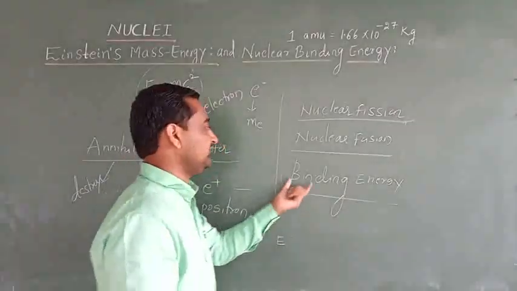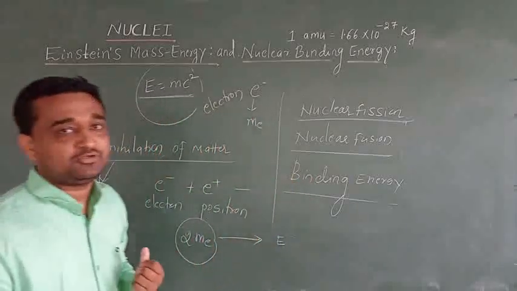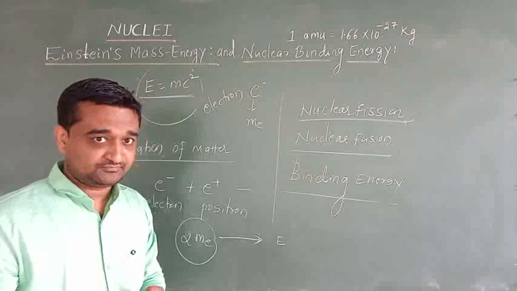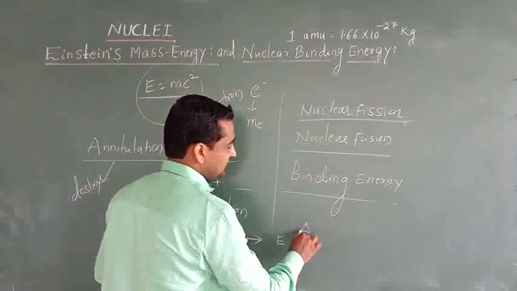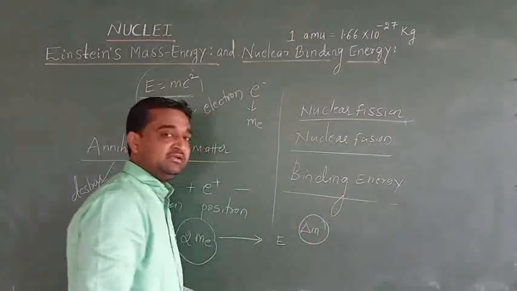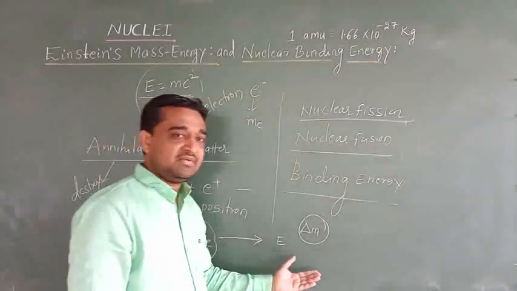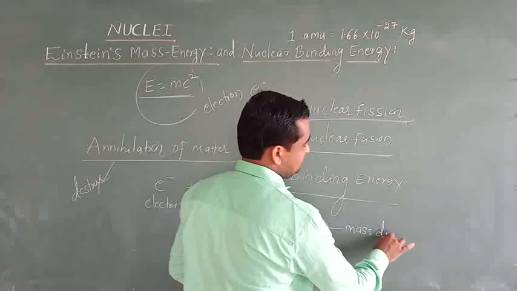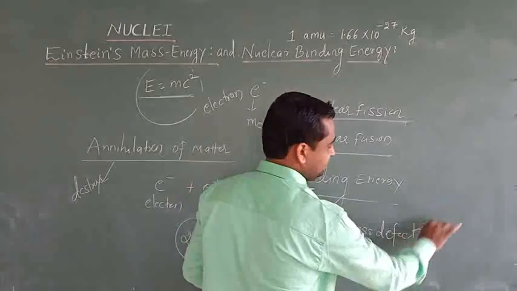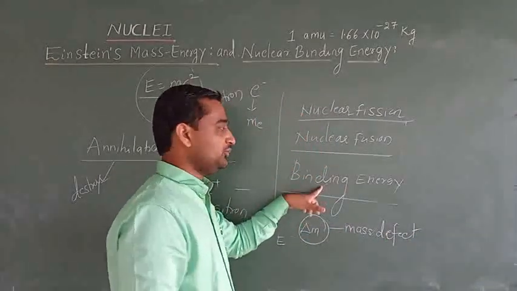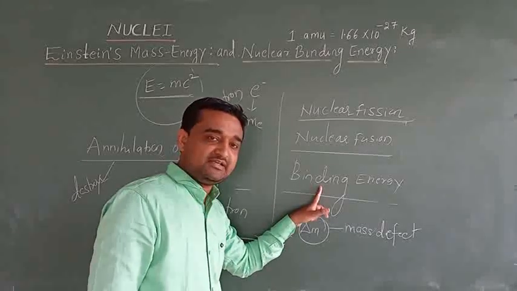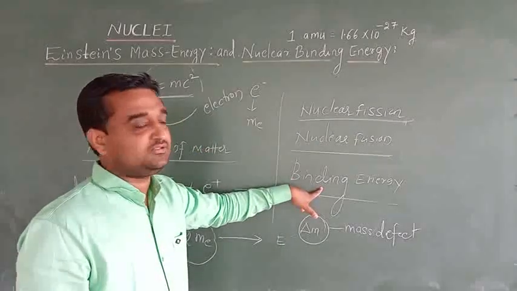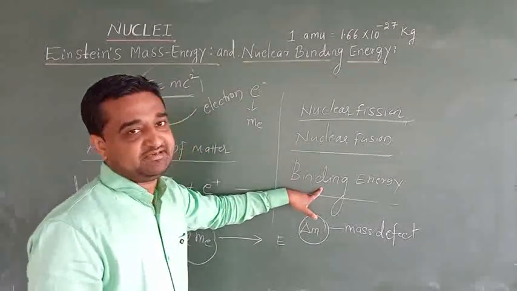So here, during the formation of a nucleus from its nucleons, some mass is lost. That we are going to explain here, the mass defect. So we have to discuss what the mass defect is. We are going to define it. Then we are going to discuss what binding energy, nuclear binding energy, is, and then explain the nuclear specific binding energy.